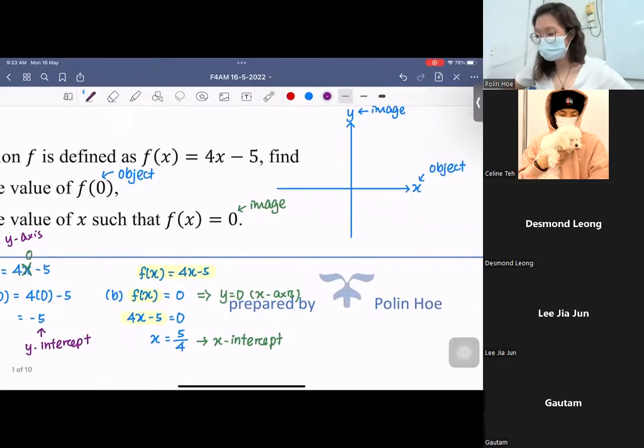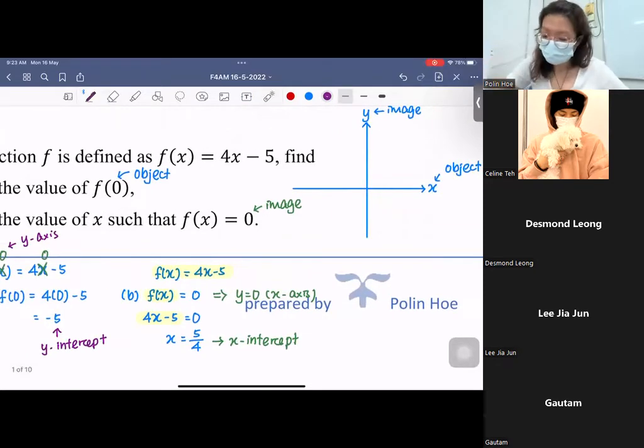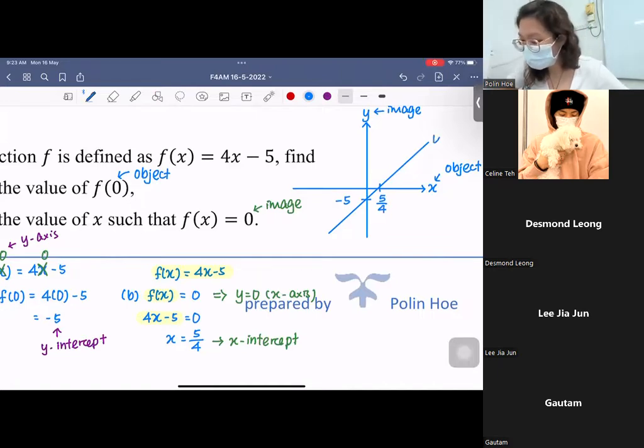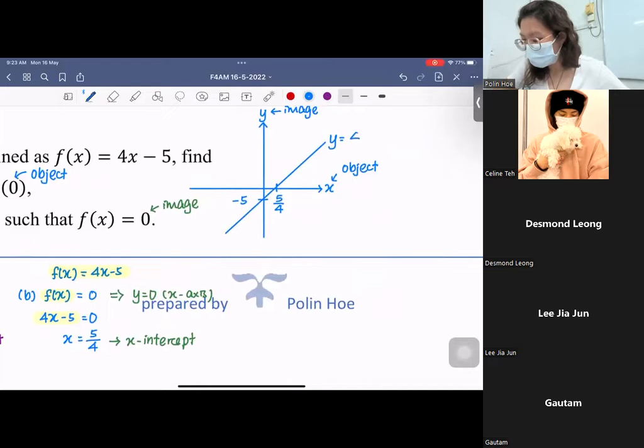Which means when you are drawing this graph, you should know that your straight line should pass through 2 points. This will be negative 5 for your y-intercept, and here will be 5/4 for the x-intercept. And this is the function y equals 4x minus 5.